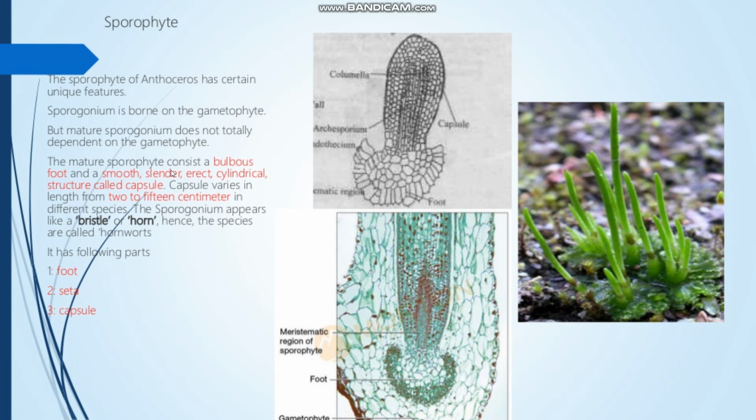Sporophytes. So the sporophyte of Anthoceros has certain unique features. Sporogonium is borne on the gametophyte, but the mature sporogonium is not totally dependent on the gametophyte. The mature sporophyte consists of a bulbous foot and a smooth, slender, erect cylindrical structure called the capsule. The capsule varies in length from 2 to 15 centimeters in different species. The sporogonium appears like a bristle or horn, hence the species are called hornworts. So it has the following parts: foot, seta, capsule.